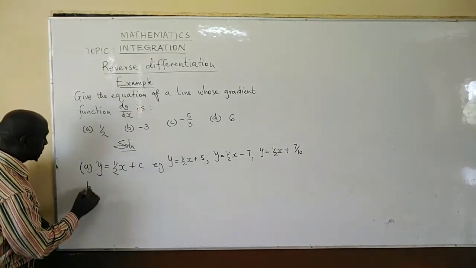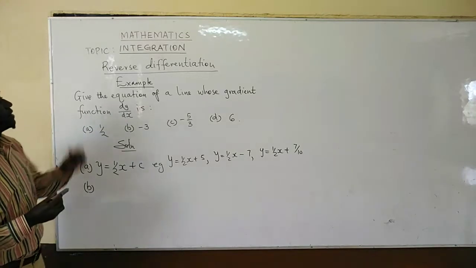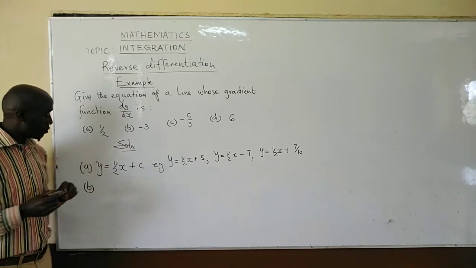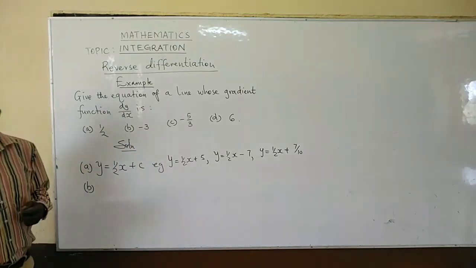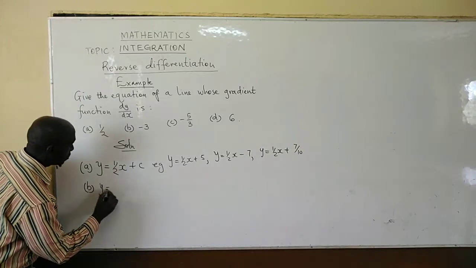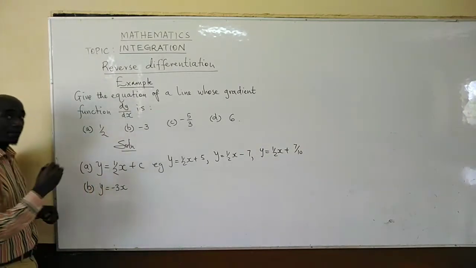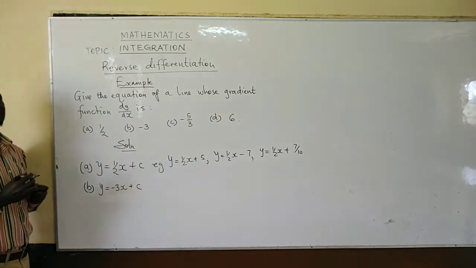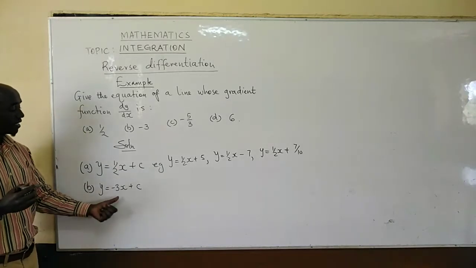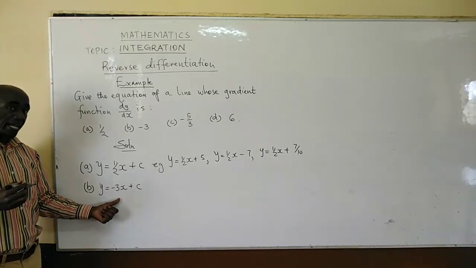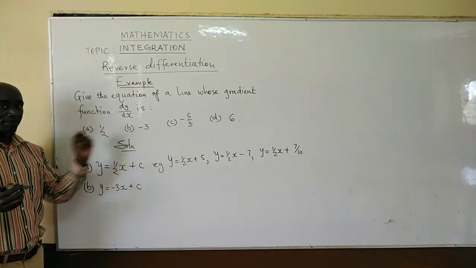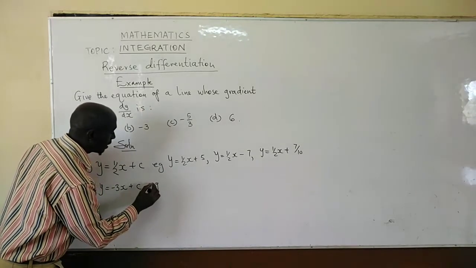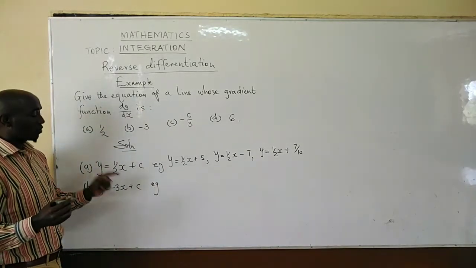Let's look at number B. Find the equation of a line whose gradient is negative 3. The same way, if the gradient is negative 3, then y is equal to negative 3x plus a constant c. This is the general equation of a line whose gradient is negative 3. So this c can take any value again. You can put any value in place of c.